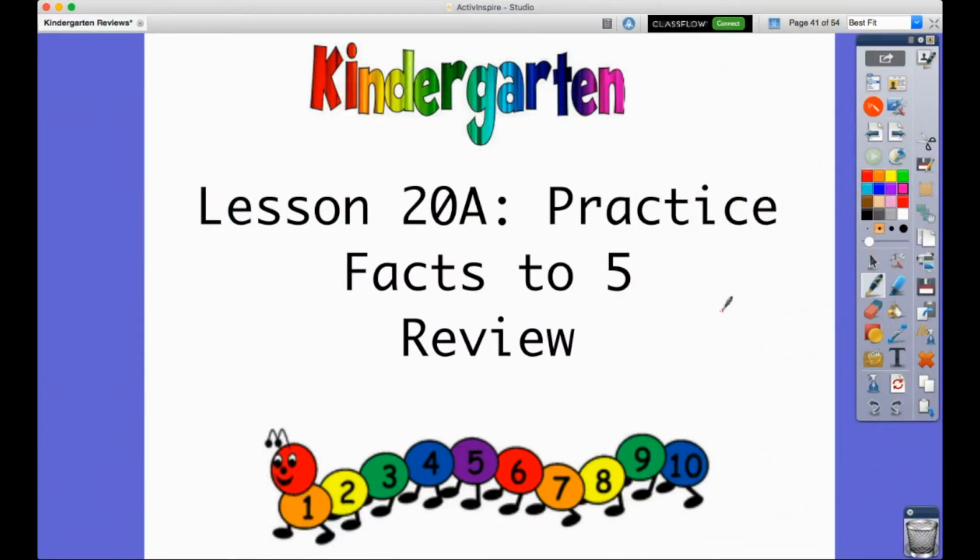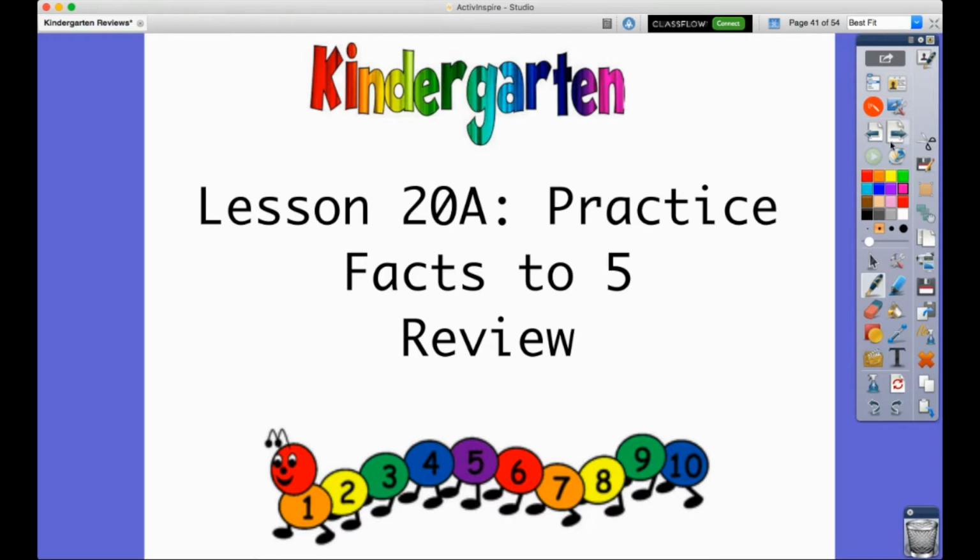In Lesson 20A, we're practicing the facts we know to 5. So all of the things we're working with are only going to equal up to 5. All right, so practicing the facts, and we have learned both addition and subtraction. So we're going to see both of those things together. So you're going to have to be extra smart and look and see what sign we are using, whether we're using the addition or plus sign or the subtraction and minus sign.